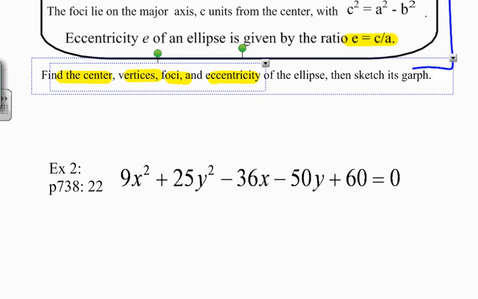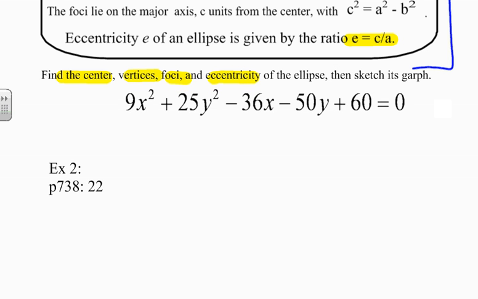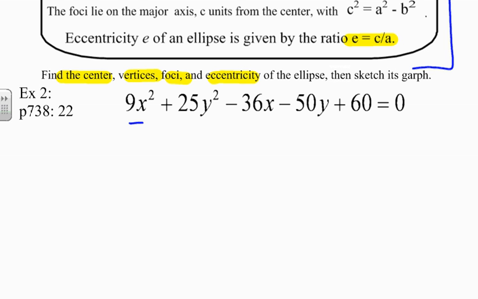Now, in order to find all these different characteristics, the first thing we want to do is write this in the standard form of the equation of an ellipse. And obviously this is not. So to help us out, we're going to separate all of our x values and y values in different columns.